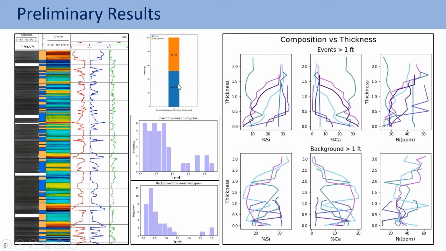49%, sorry, 51 for event and 49 for background. And here we can see the histogram regarding the thickness. So in both cases we have up to 3 feet, and we can see that we have a lot of events and backgrounds that are less than half a foot, and a few that are up to 2 or 3.